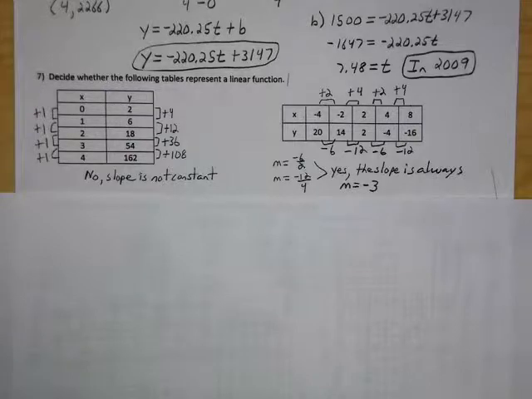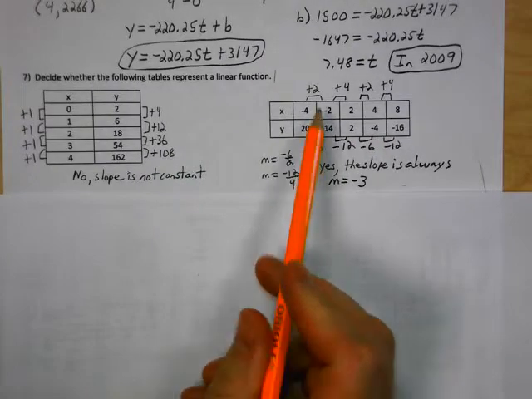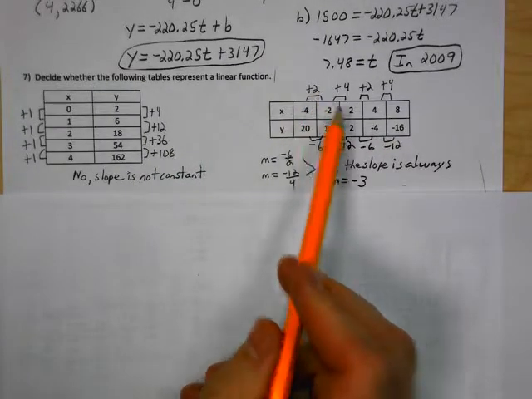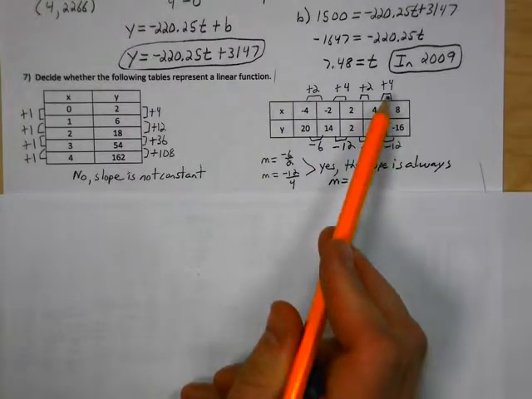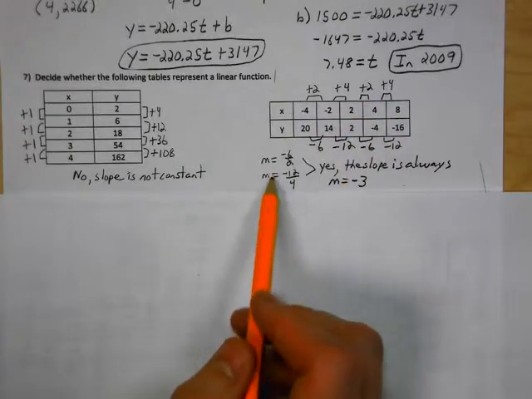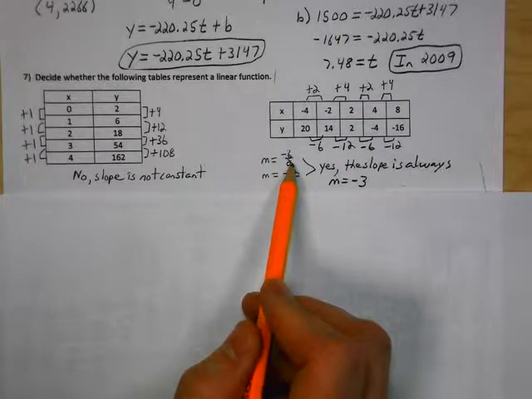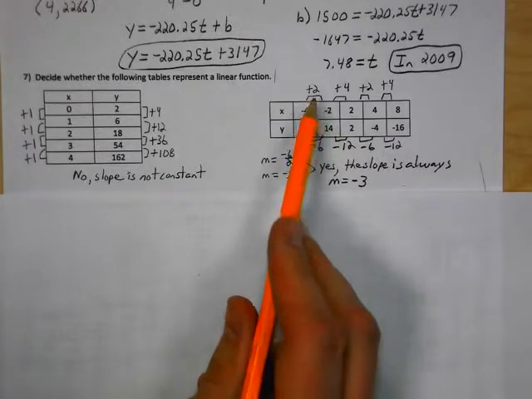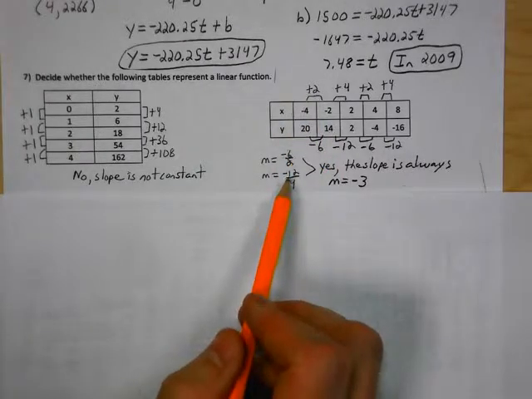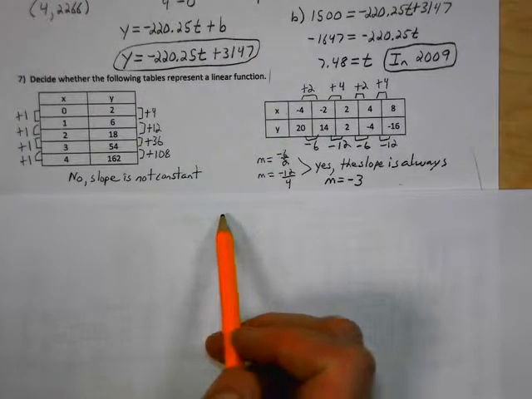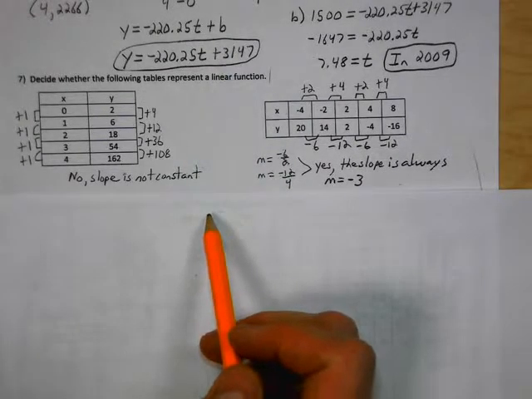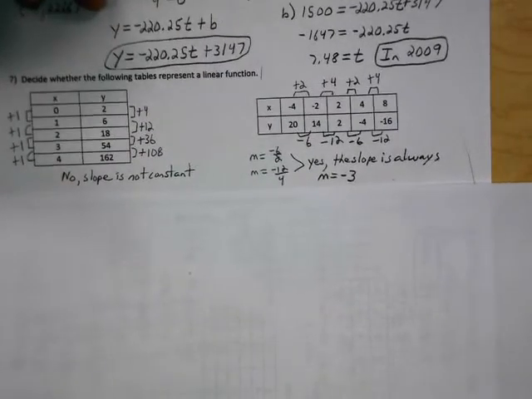Okay, and then the other one, you find the change in x and the change in y. And that one, the slope is negative 6 divided by 2, negative 12 divided by 4. Well, negative 6 over 2, because remember, looking at the change in y over change in x, is the same as negative 12 over 4. They both reduce to negative 3. Okay, so that one is a linear function because the slope is always negative 3.